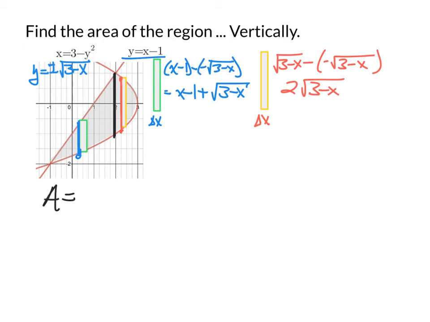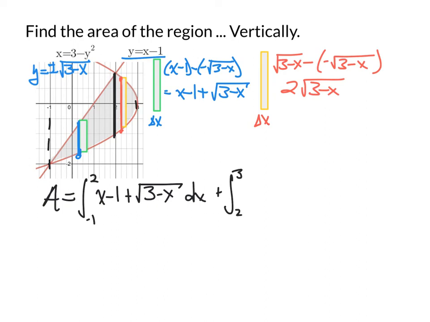To do that, we have two separate regions, so we're going to need two separate integrals. The first one is our green representative rectangle, so x minus 1 plus square root of 3 minus x dx. And that goes from x being negative 1 up to x being 2. Then the next integral goes from x being 2 all the way out to the vertex of the parabola at 3 of 2 square root 3 minus x dx.